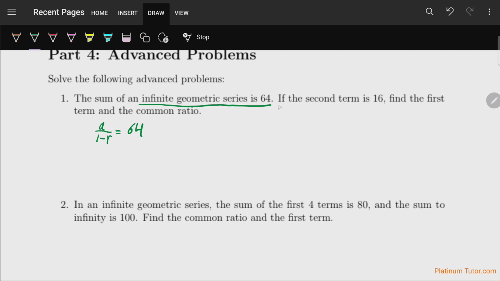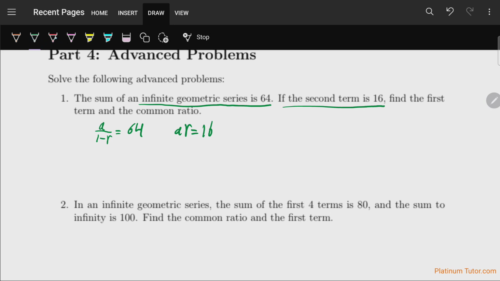And let's see, what else do we know? It says if the second term is 16. So the second term is 16. Now in a geometric series, the first term is our A term. The second term would be A times R, right? We could also find that using this formula, A R to the n minus 1. For the second term, when n is 2, we get 2 minus 1, which is 1, and so we get AR. But I think this method is easier. The first term in a geometric series is A, and the second term is AR. So they're telling us that AR is equal to 16.